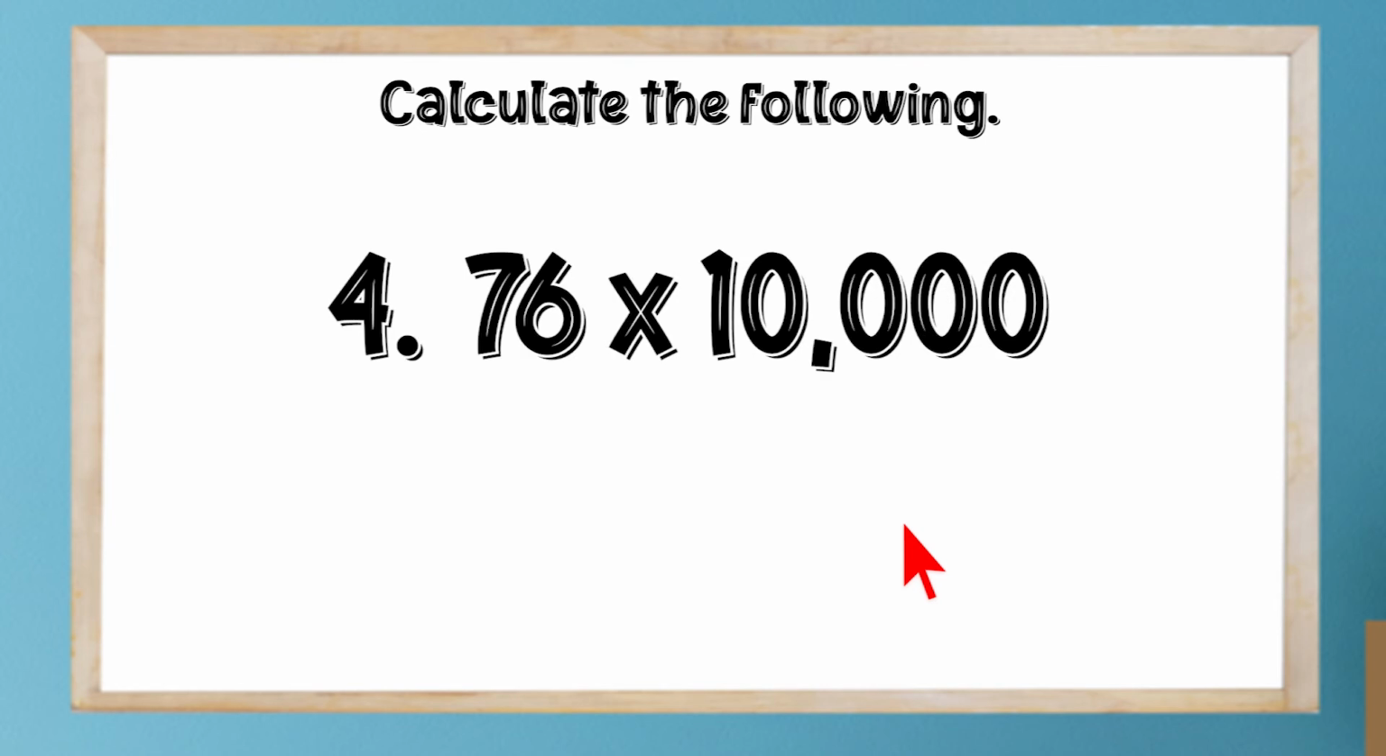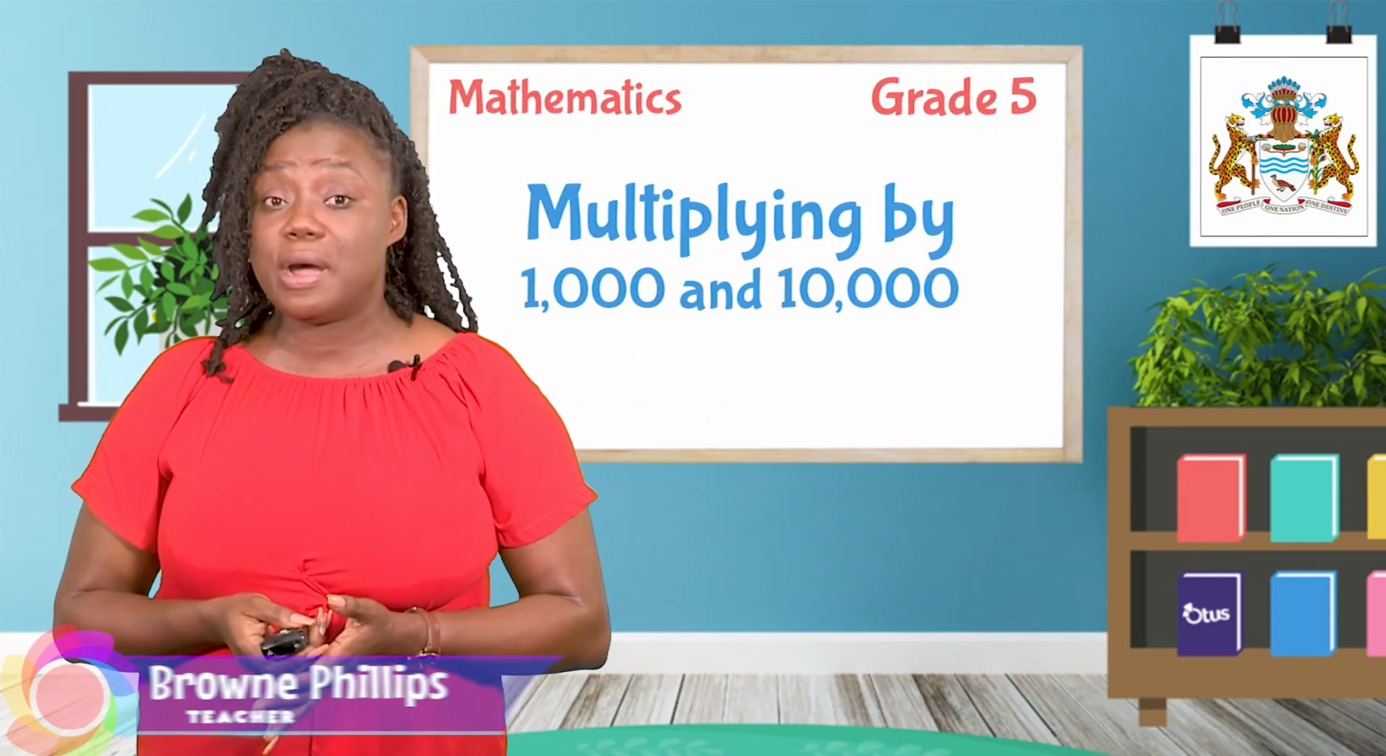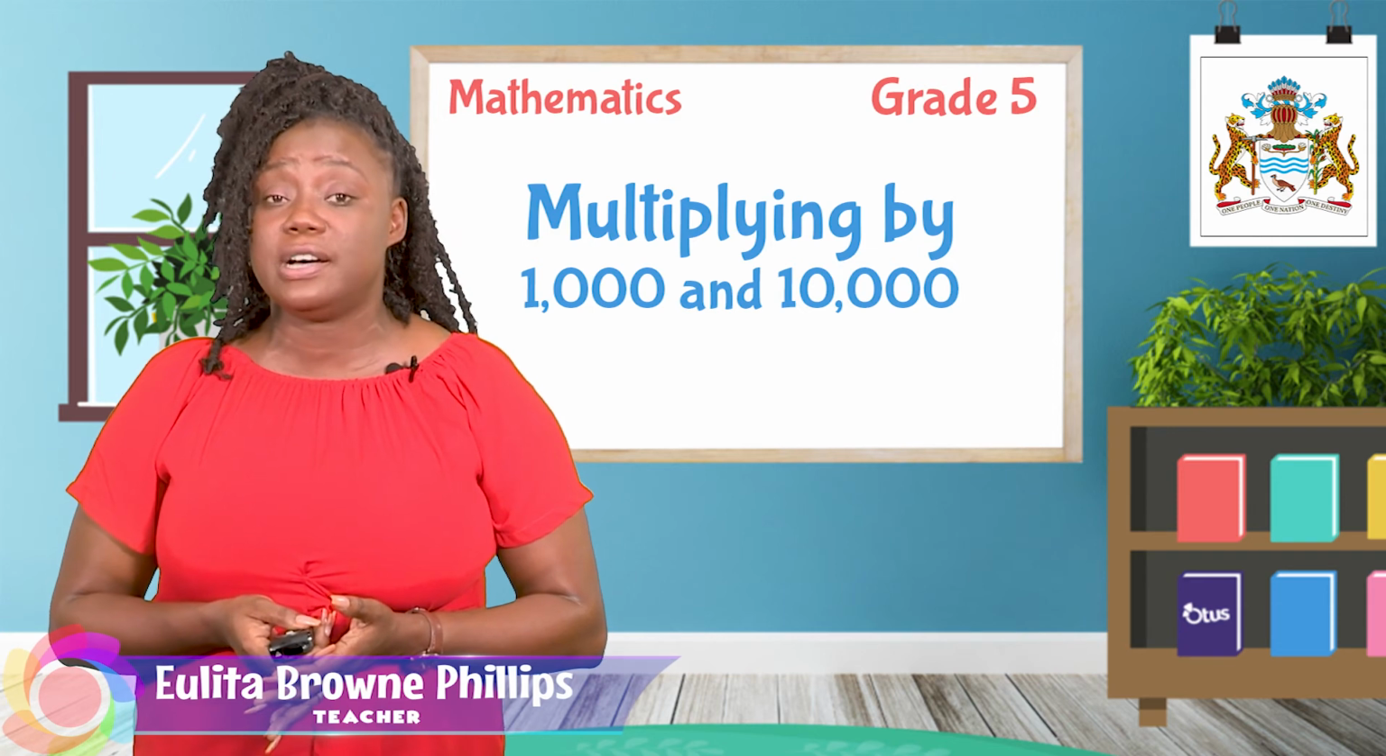The final one, 76 times 10,000. That's a big number, but I know you were able to solve that problem correctly. What do we do when we're multiplying by 10,000? We write back the multiplicand and we add 4 zeros at the end of the number. So your answer should be 760,000. Boys and girls, I am extremely proud of the work that you have done today.